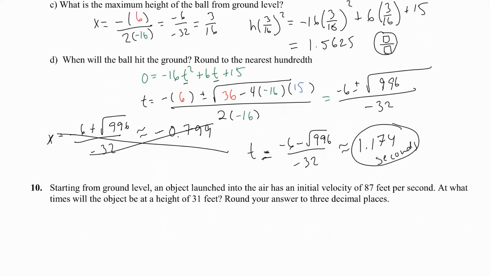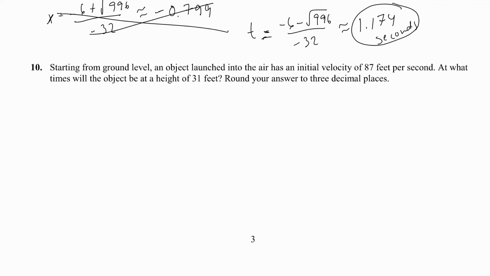All right, let me go over the next one. I won't solve it, just set that up. Starting from ground level, an object launched into the air has an initial velocity of 87 feet per second. At what times will the object be at a height of 31 feet? On this one, first we need to write the equation. h of t, because of the constant acceleration of gravity, is negative 16t squared. The initial velocity, it's going up, so it's positive 87t. And the initial height is ground level, so it's just 0.